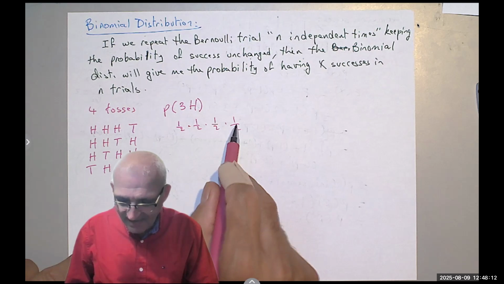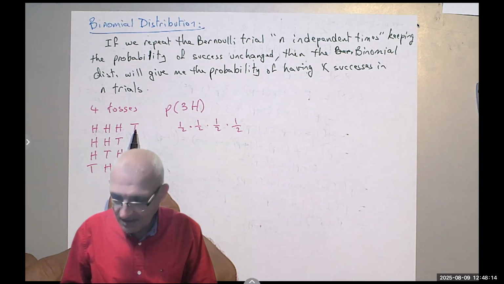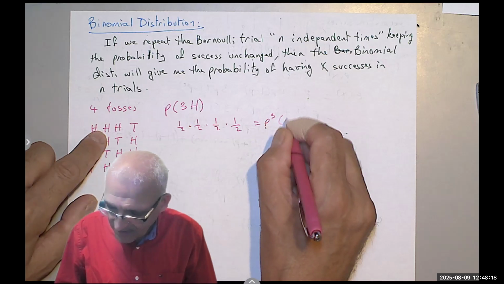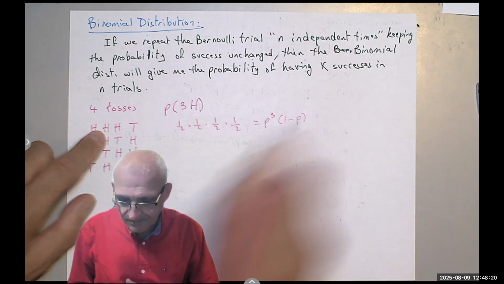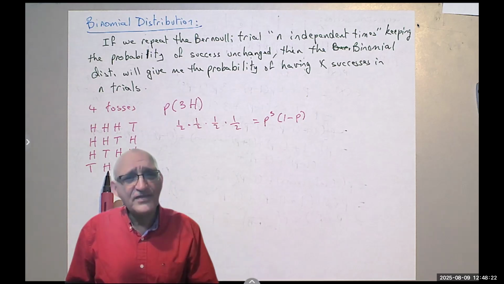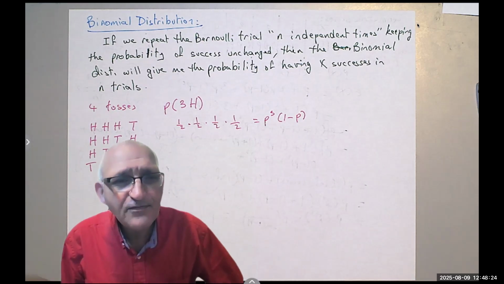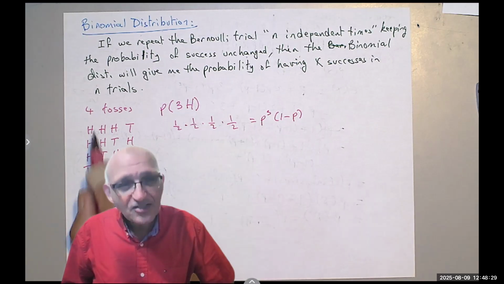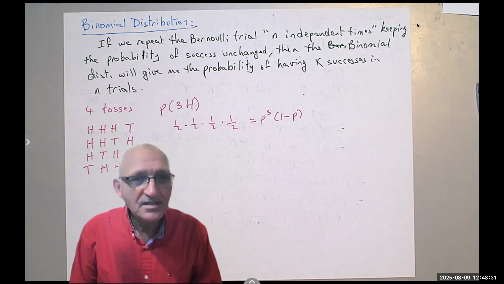But one of these halves is a failure, right? So I can write it as p cubed times 1 minus p. But there are 4 of them. Where does the 4 come from? So if I make that 2 heads, how many outcomes will that be? If you don't know, it's 6.